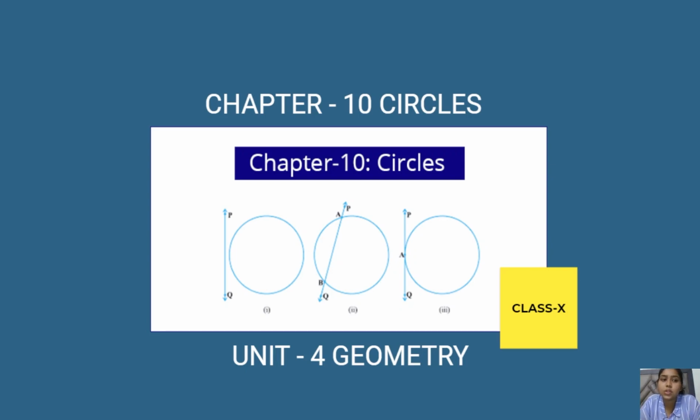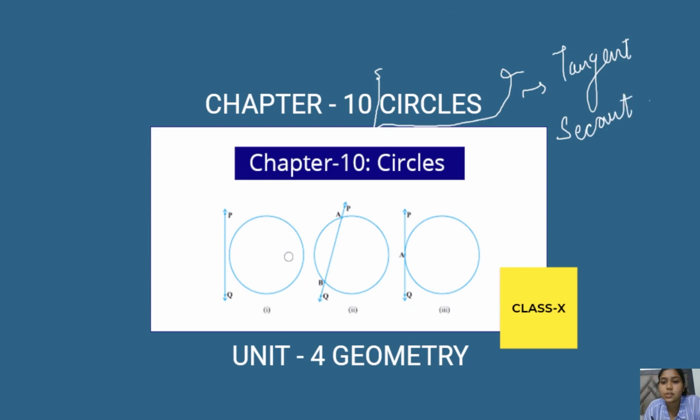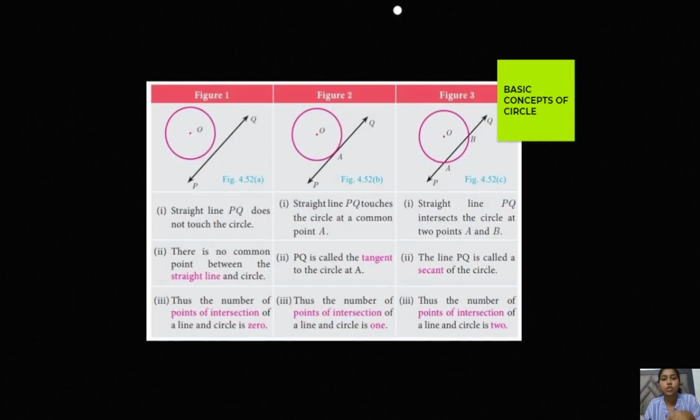So let's start with our second chapter of geometry, that is chapter number 10, circles. Basically in this chapter we are going to learn about two theorems of circles and the related questions, and the new terms this chapter includes are tangent and secant. So let's understand these two terms in more detail.